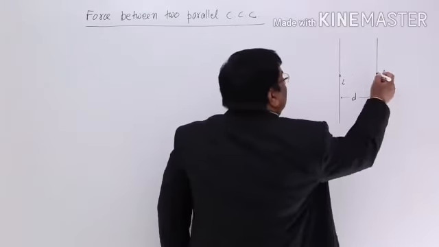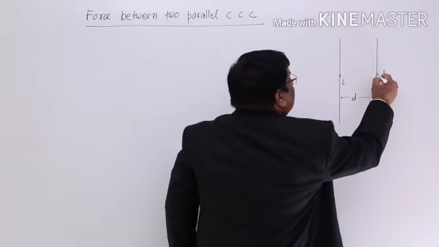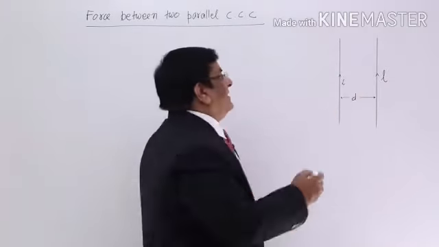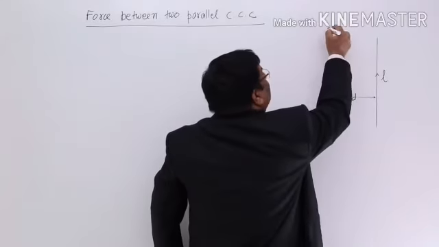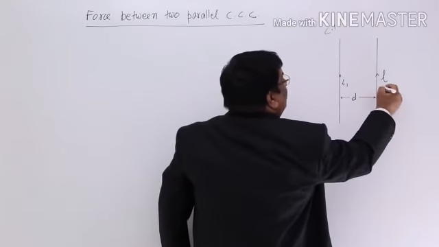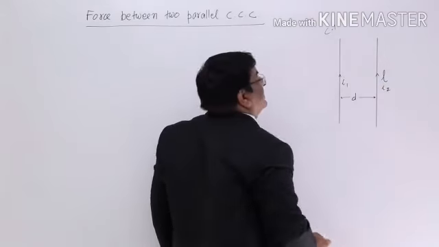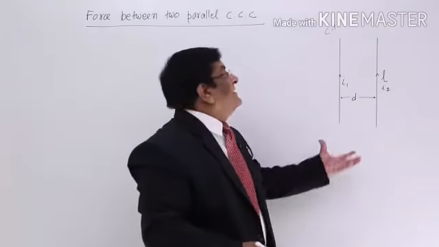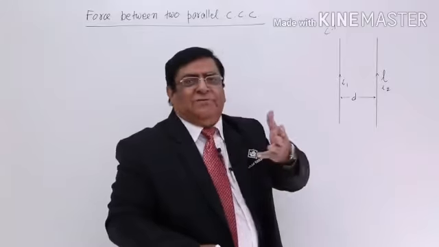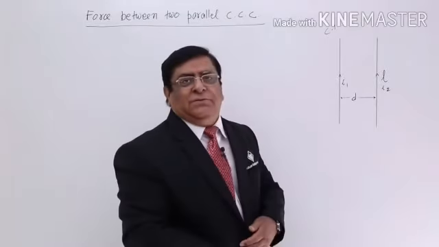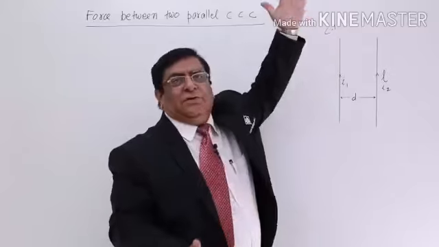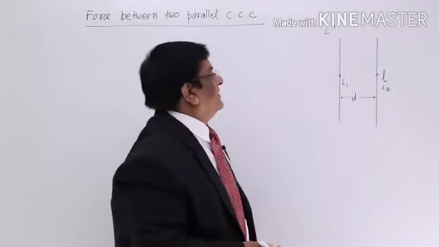Now, we take a special example, thinking that the current in both is in the same direction. This is conductor number 1 and it is carrying current I1. This is conductor number 2, carrying current I2. These conductors are very long. In mathematical language, we can say they are infinitely long. Otherwise, in the language of physics, they are quite long compared to the space we are considering.